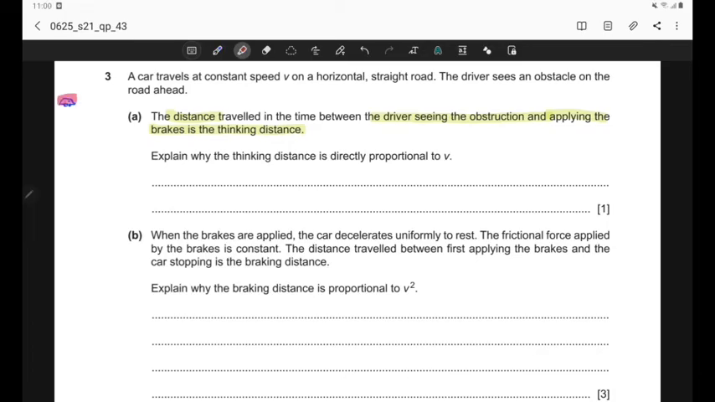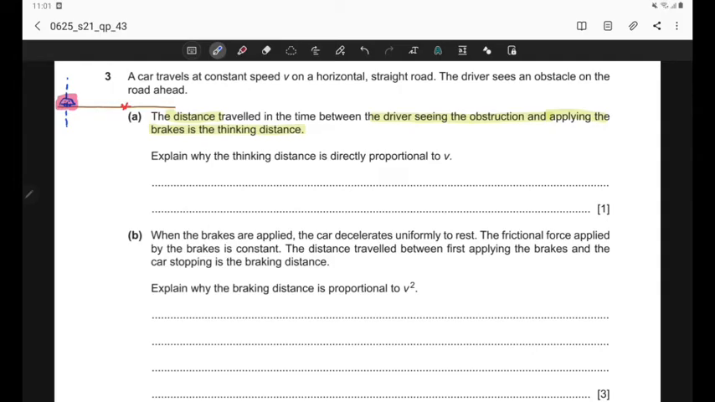So here we have a car which is traveling at a constant speed on a horizontal straight road, and the driver sees an obstacle on the road ahead. So we can see here is the obstacle. So the driver sees the obstacle at this point. We can imagine at this point when the driver reaches, he sees the obstacle ahead. So when he sees the obstacle, he will apply the brake in order to stop the car.